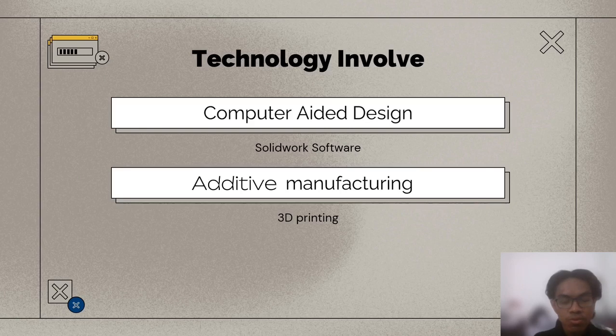Assalamualaikum warahmatullahi wabarakatuh. My name is Muhammad Nasir Hakim Ruslan. I will explain the technology that is involved in our product. First, we use computer-aided design, which is the software SolidWorks. Second, additive manufacturing, where we use 3D printing.